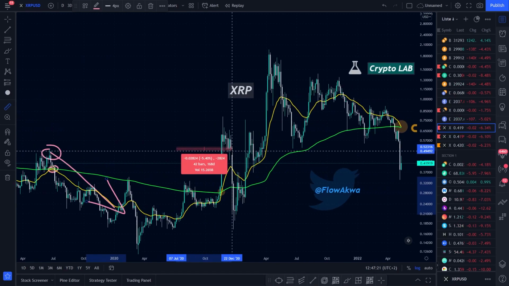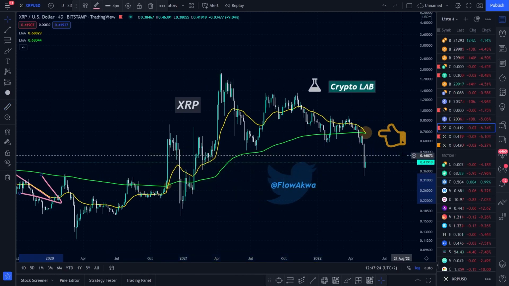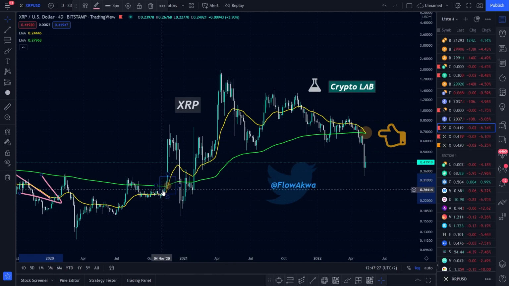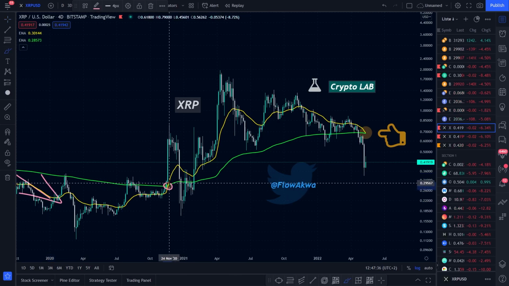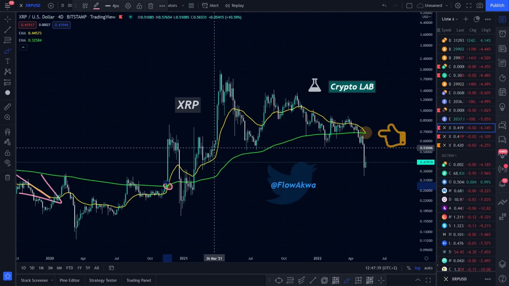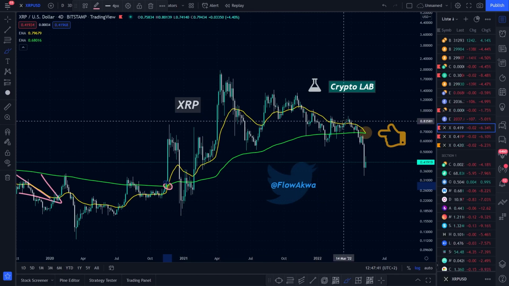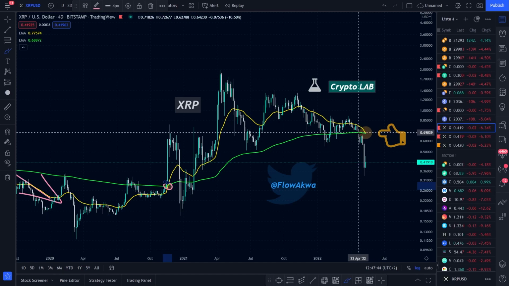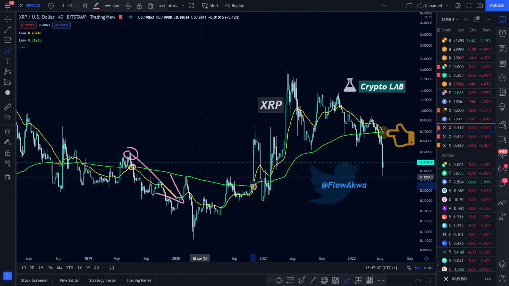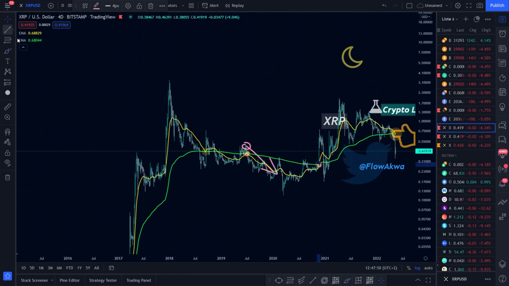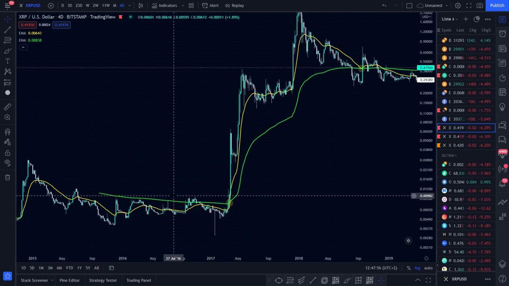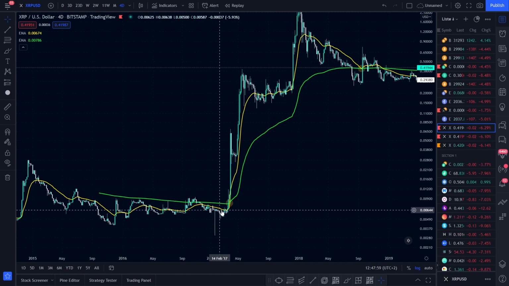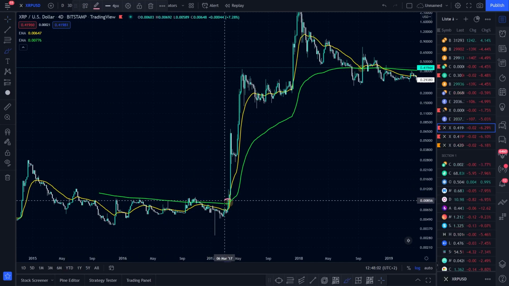Look at this. You see that we have the yellow line above the green line. From November of 2020, we have the cross between the yellow line and the green line just right here. And we have the yellow line staying above the green line for a while. And right now we are retesting the cross between both lines. If we look at the past, you will see one thing that is very interesting, because we have a very similar situation. We have the yellow line below the green line, then we have the cross just right here.